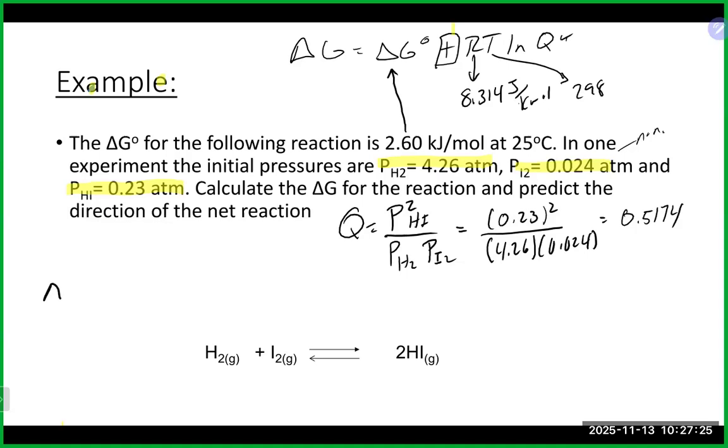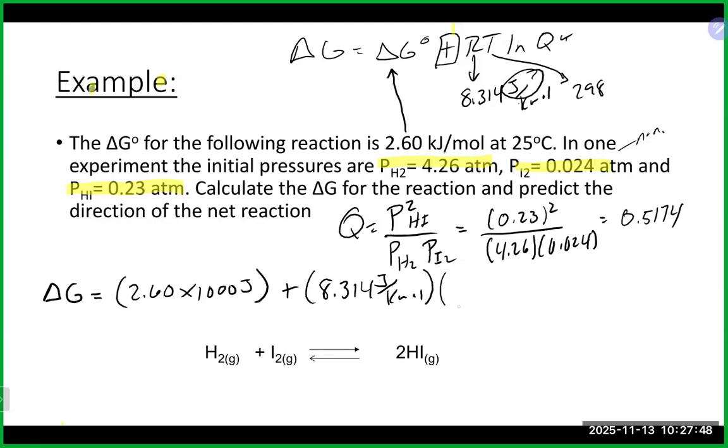So our delta G here is going to be our delta G naught. Once again, being mindful of units, I am going to multiply this number by 1,000 to get into joules, because my R is in joules as well. You could go kilojoules if you prefer. Plus my R and my temperature here, 298, natural log of 0.5174.